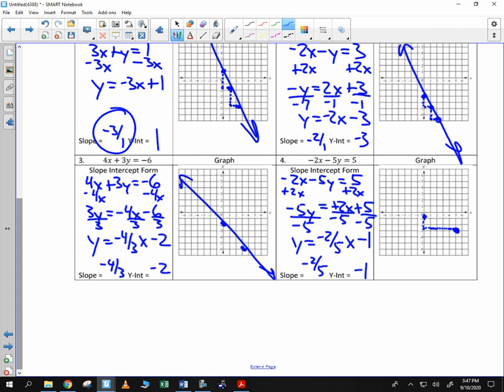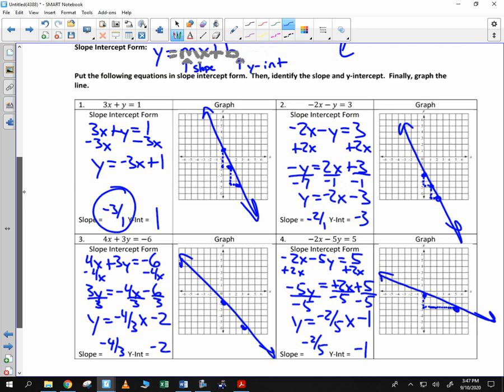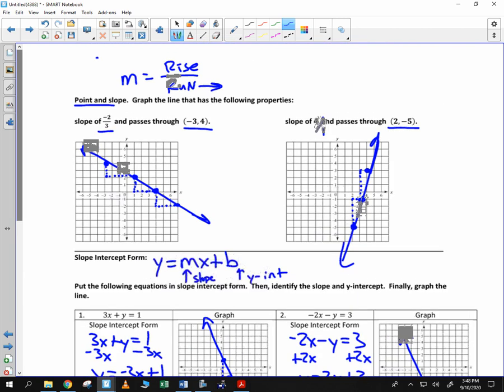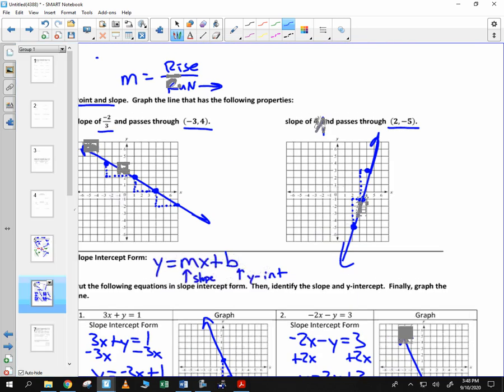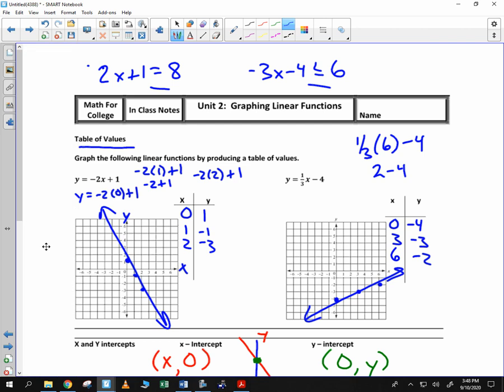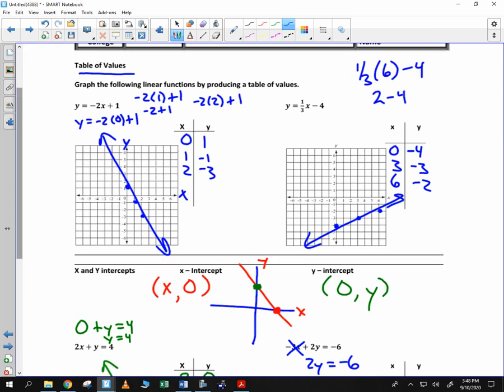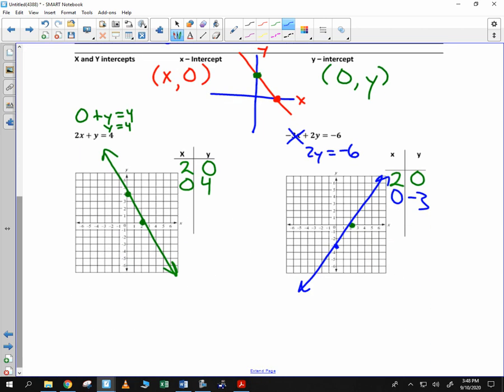Draw my line. So as we review, slope-intercept form is one great way to graph. Given slope and a point, another way to graph. Making a table of values, another way to graph. And determining x and y-intercepts, another way to graph.